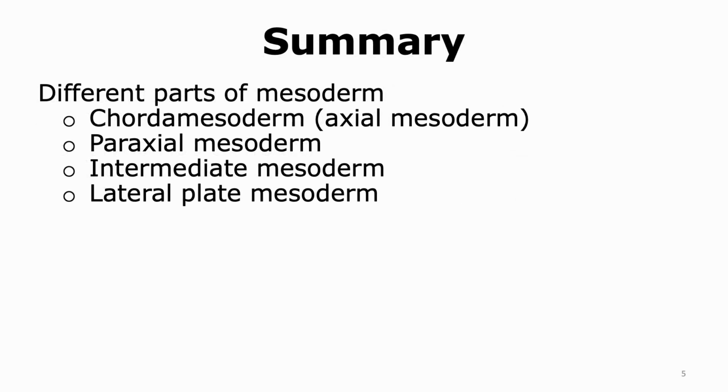Thus, to summarize, we learned about the different parts of the mesoderm that include the central chorda mesoderm, which is also called the axial mesoderm. And right next to the chorda mesoderm is the paraxial mesoderm, followed by the intermediate mesoderm and the lateral plate mesoderm.